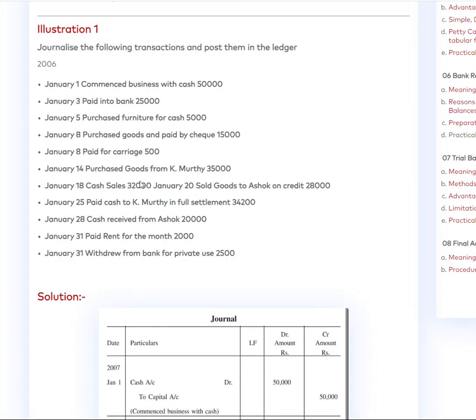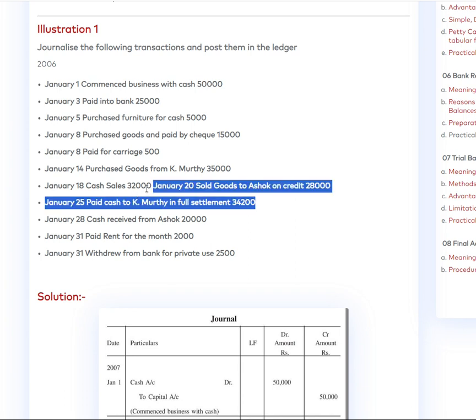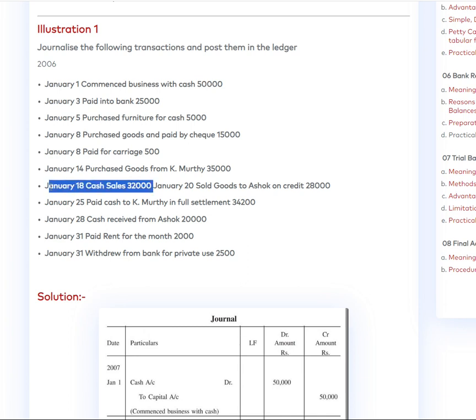January 18th, cash sales 32,000. January 20th, sold goods to Ashok on credit. We can take this later. First, let's conclude; first we'll do till here, January 18th cash sales.